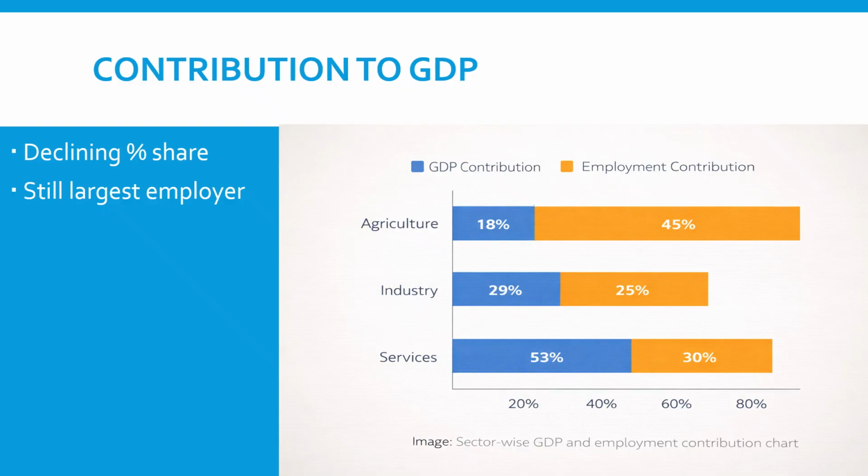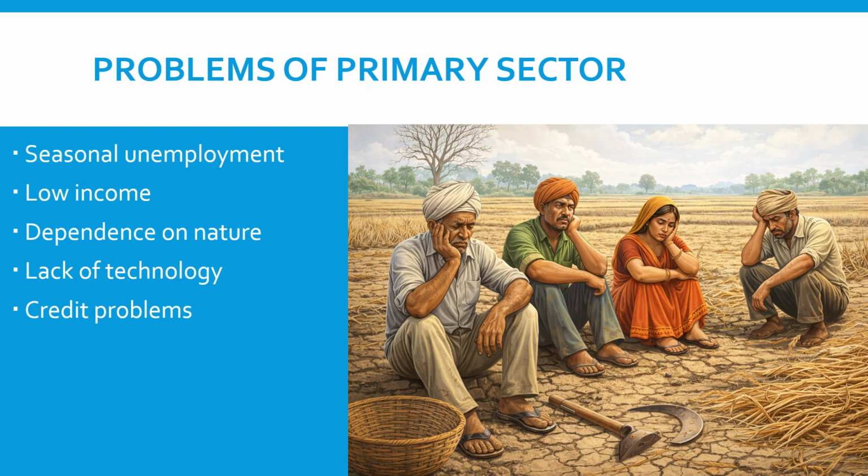But the primary sector faces certain problems. The major problems include seasonal unemployment, because agriculture or the primary sector majorly depends on the season, and low income, dependence on nature, which means natural calamities, and credit availability issues.